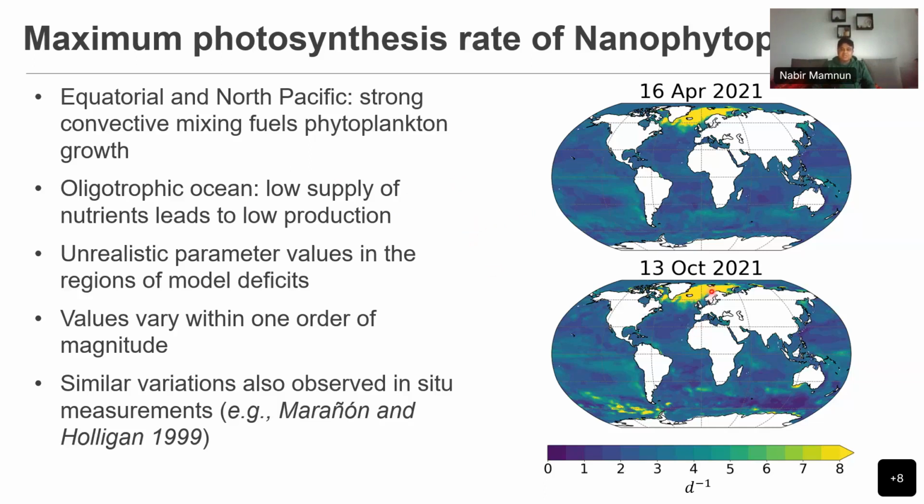But we can see that further north in the Atlantic and also in the Southern Ocean, where we have an overestimation of chlorophyll, the data assimilation actually results in unrealistic parameter values. So, this is a region of model deficit, but overall, the values vary within 1 order of magnitude. That is also seen in in situ observations by Mamnun and Holling, who also get a similar type of variation over the ocean.